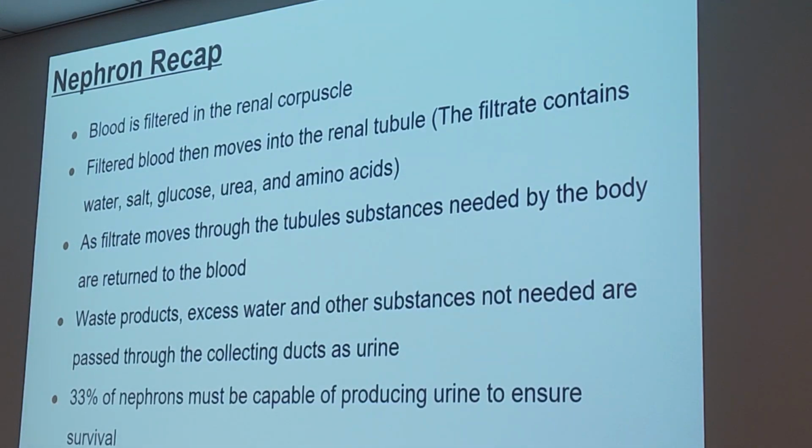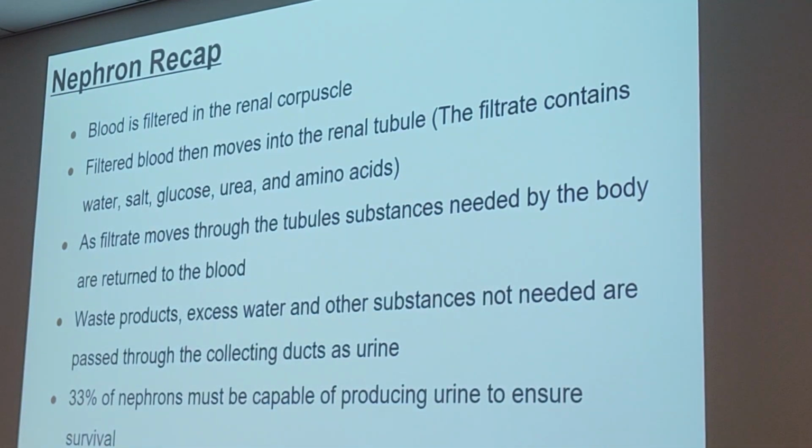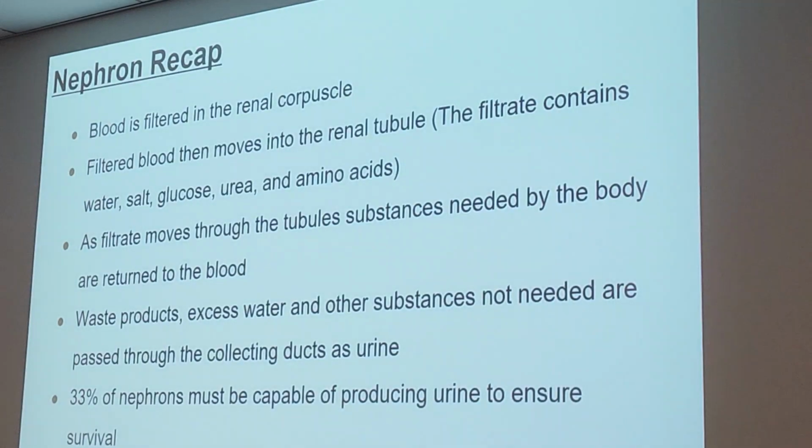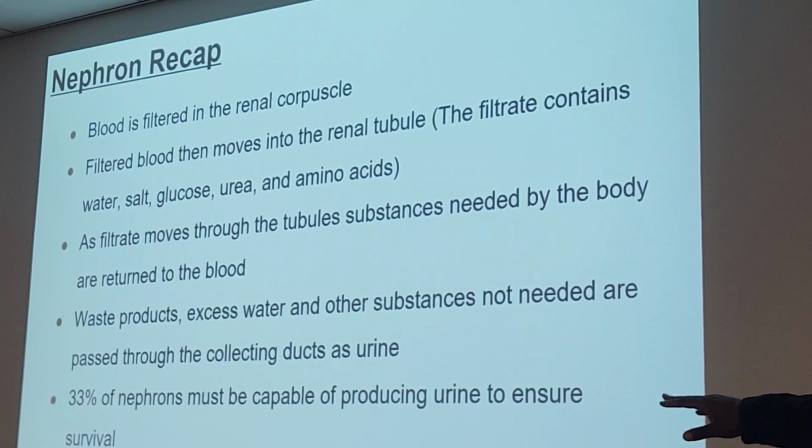Recap right there, guys. So ultimately, blood is filtered in the renal corpuscle. Filtered blood then moves into the renal tubule. Okay, I told you guys the components of the filtrate. It includes water, salt, glucose, urea, amino acids. The filtrate moves through the tubules. Substances needed by the body are returned to the blood. The substances you don't need will continue on into the collecting tubule. Waste products, excess water, and other substances that are not needed pass through the collecting ducts as urine.